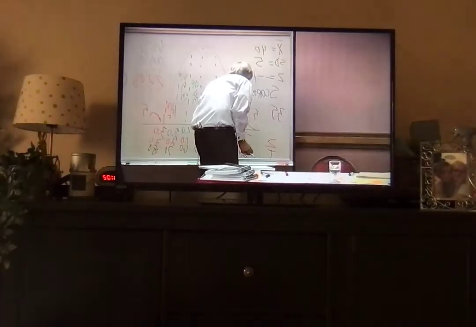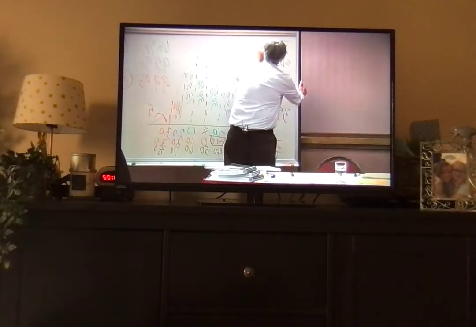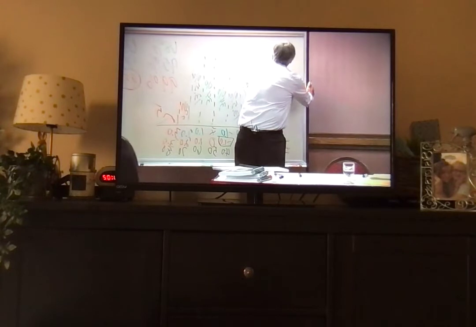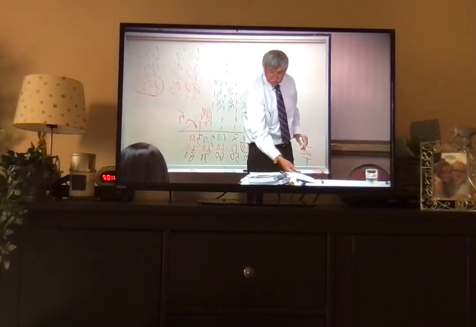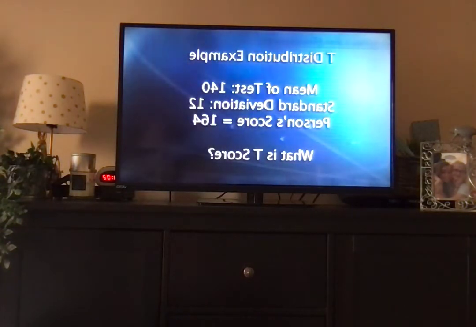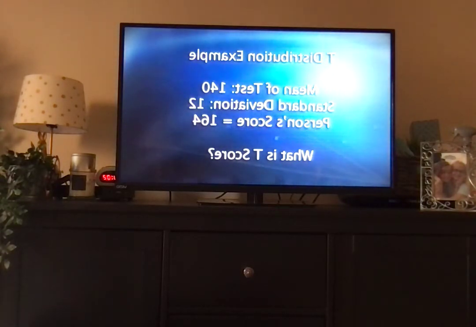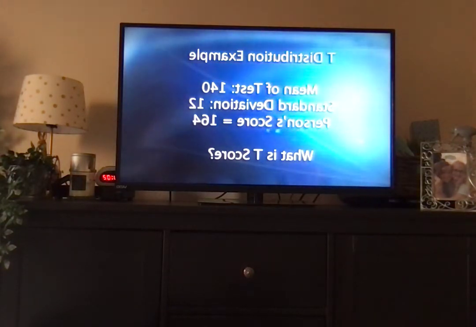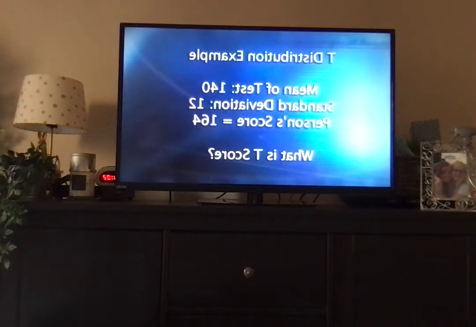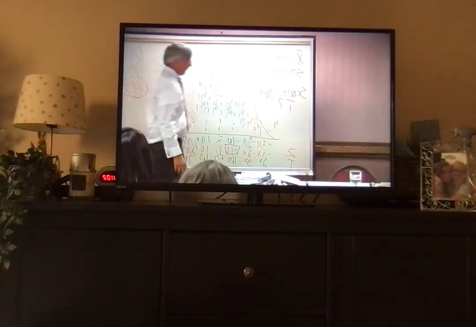Let's do a T example. On this one, the test has a mean of 140. Standard deviation is equal to 12. And then we have a person's score equals 164. The question becomes, what's the T for that?